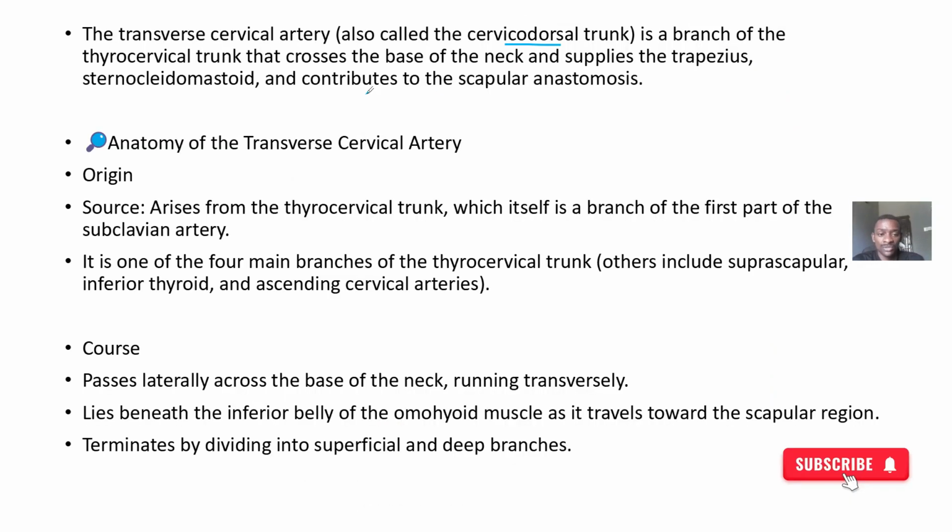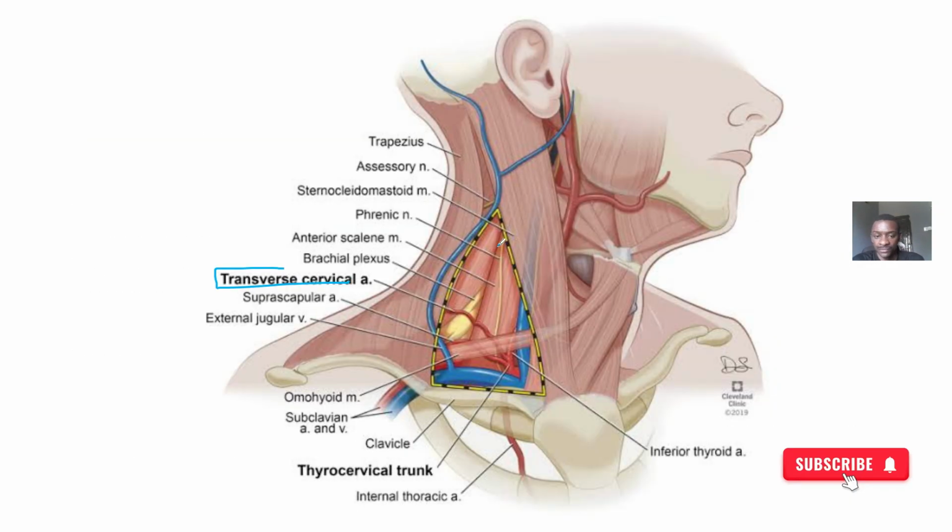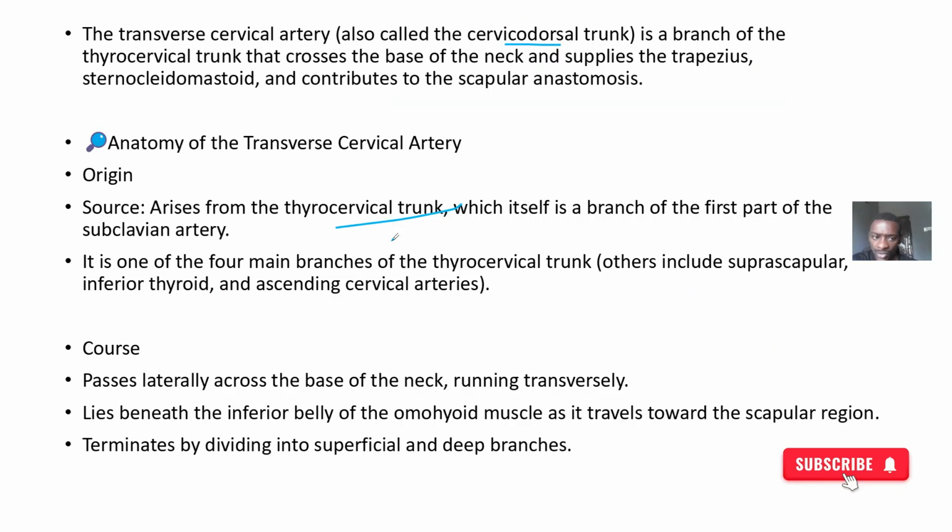So what's the source? It arises from the thyrocervical trunk. The main trunk is the thyrocervical trunk, and the transverse cervical artery arises from it. It's one of the four main branches of the thyrocervical trunk. The other ones are the suprascapular branch, the inferior thyroid branch, and the ascending cervical arteries.